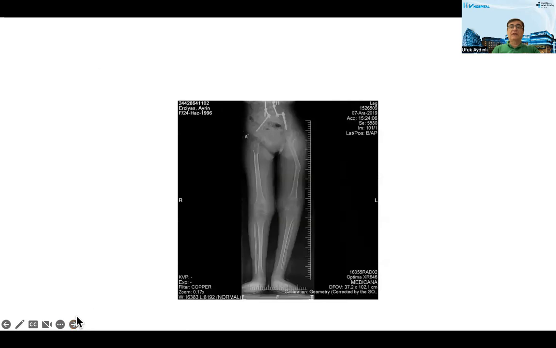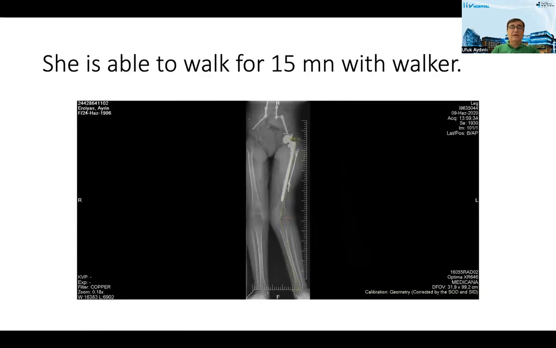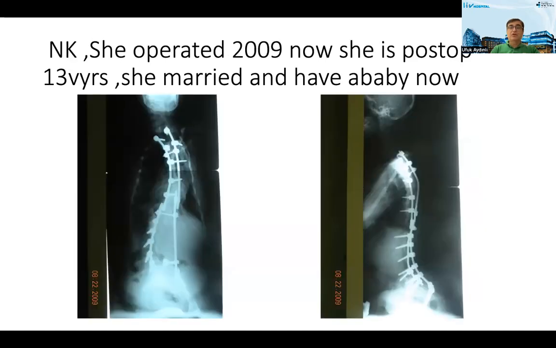Then, as we are orthopedic surgeons, we decided to correct the hip problem. As you can see, we performed the long hip prosthesis, and after nearly 10 months of aggressive physical therapy, now she is able to walk around 15 minutes with a walker. So this is a very good example of one of my very early patients.